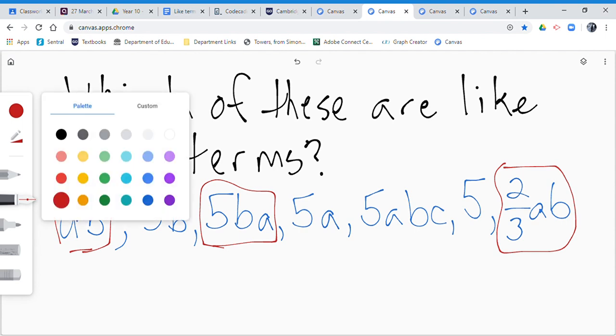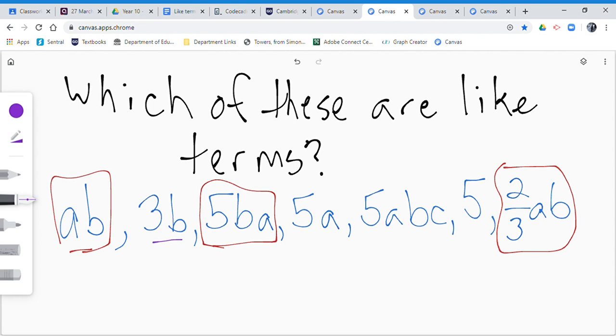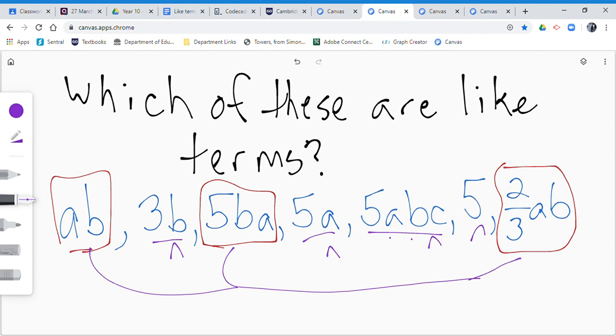After that, I'll just grab purple here. 3b, well, it's just a b by itself, so it doesn't have an a in there. And over here, 5a, well, it doesn't have a b in there. And in this example, 5abc, well, it does have an a and it does have a b, but it also has a c in there, so that also makes it not a like term. And this is just 5 by itself with no pronumerals. So the 3 examples that are like terms here are these 3.